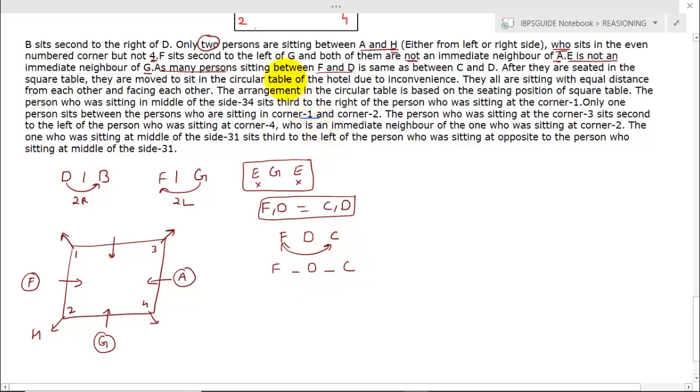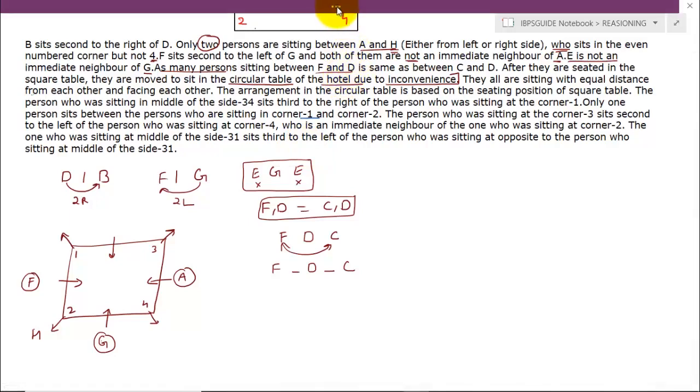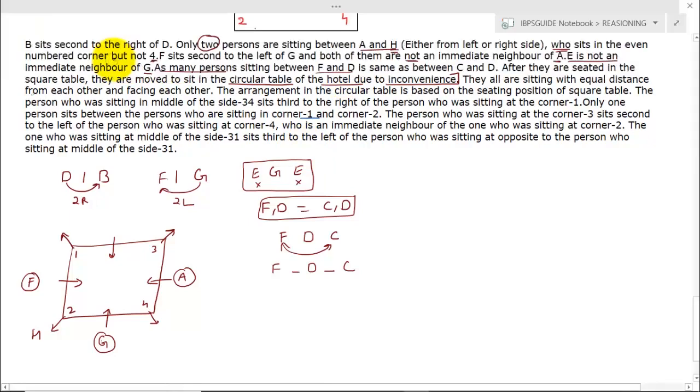Now after they are seated at the square table, they are moved to the circular table at the hotel due to inconvenience. So we need to first place all the persons at the square table. Okay, now let's check some possibilities with cases.